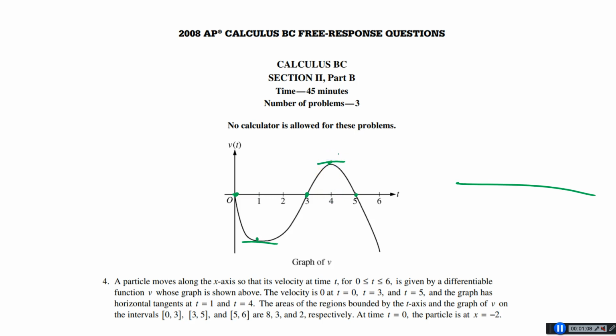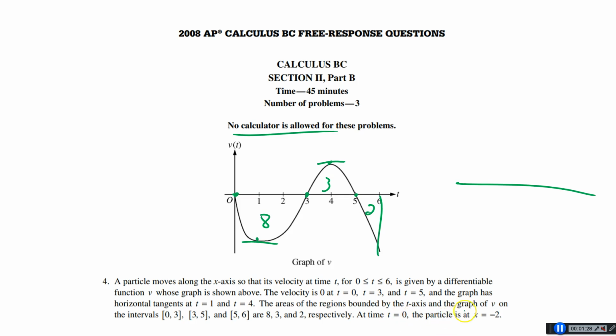I'd buy that. The areas of the regions bounded by the t-axis and the graph of v on the intervals [0, 3], [3, 5], and [5, 6] are 8, 3, and 2. Okay, so we have the areas there, they're given to us. We don't actually have to integrate them. And this makes sense because they say no calculators allowed, so they're giving us the areas. We're going to use those.